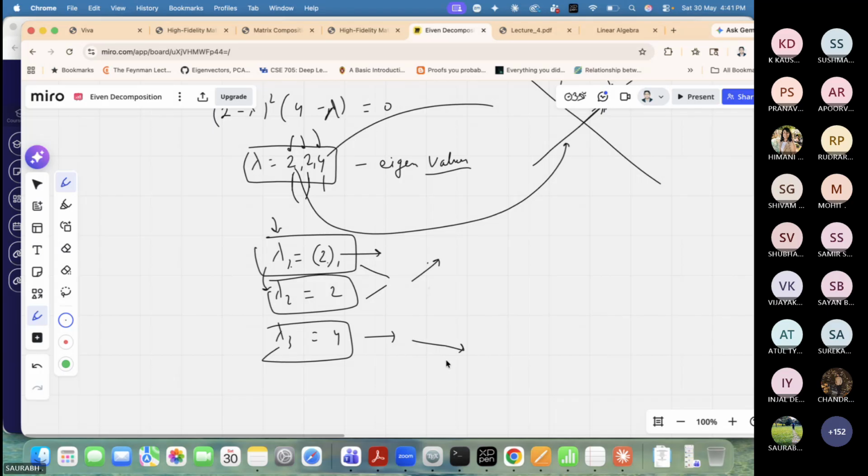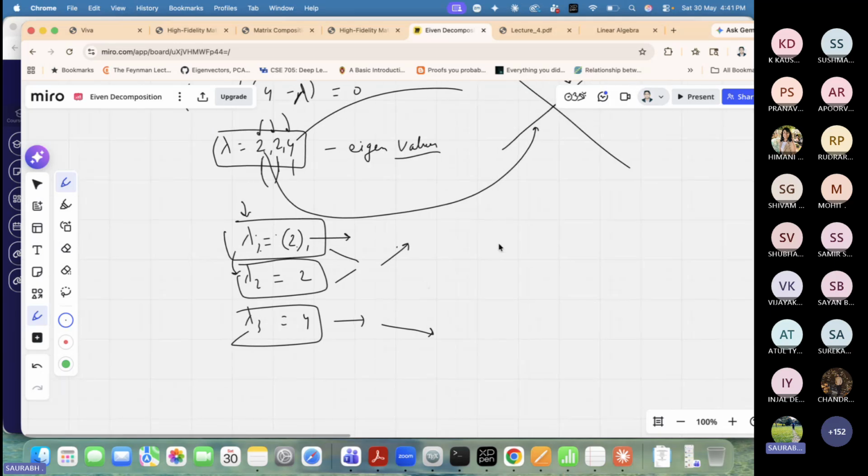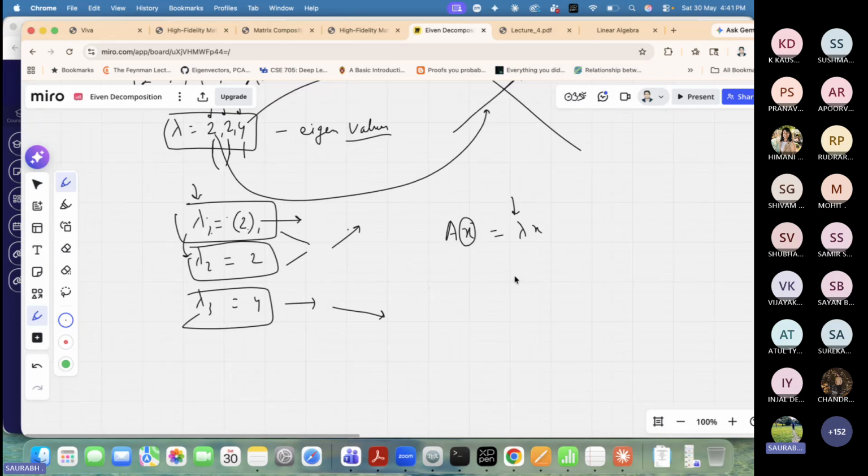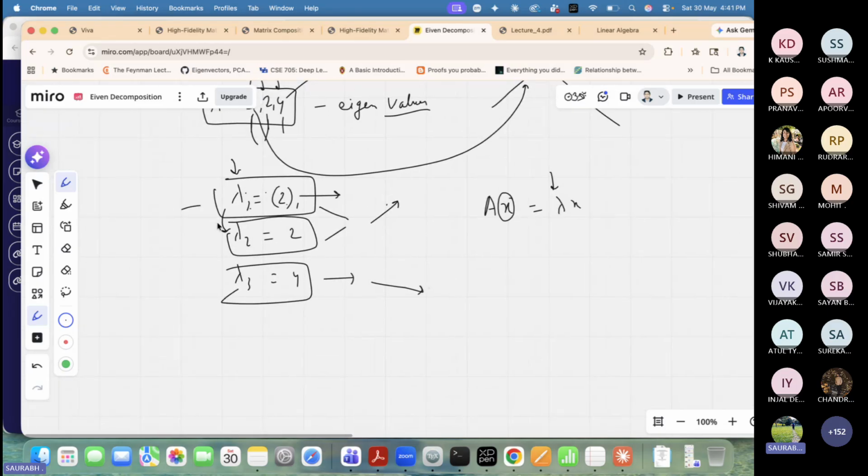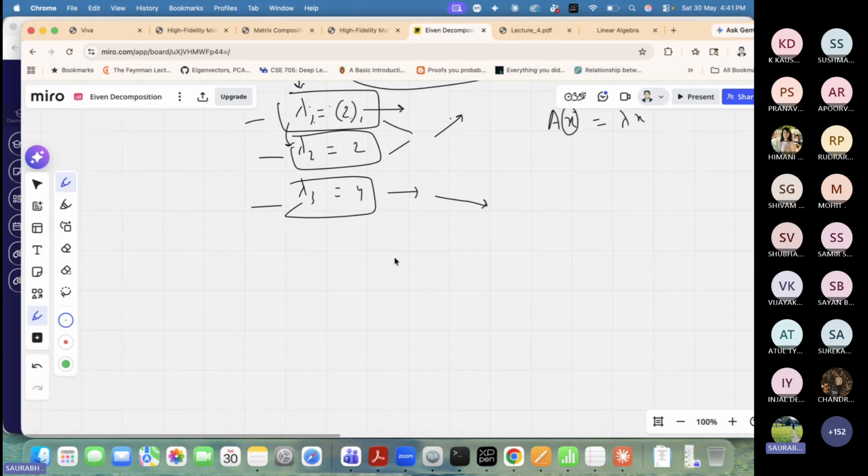Okay. Now, when I wrote Ax equals lambda x, you found the value of lambda, but you haven't found what exactly that vector x is. In this particular case, we have found two distinct values, 2 and 4.